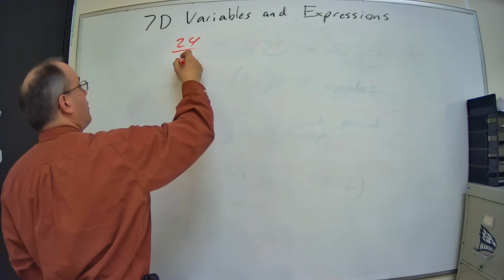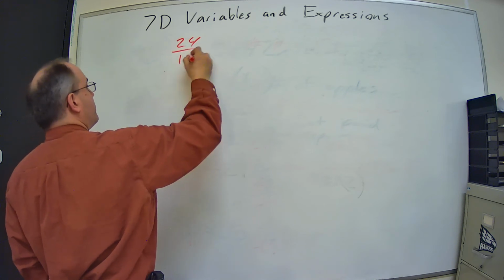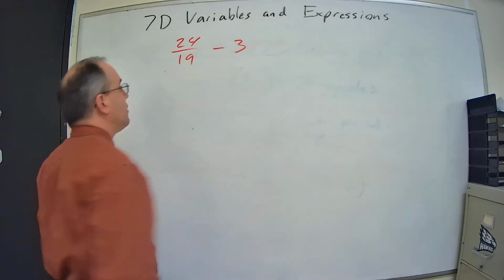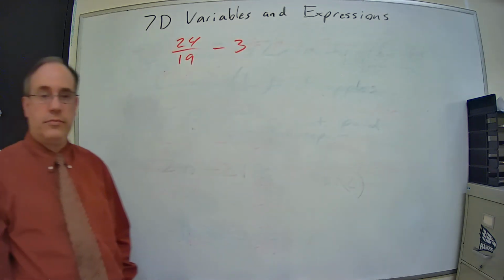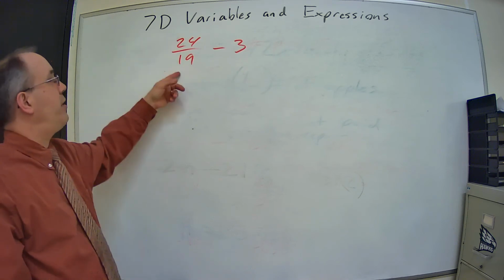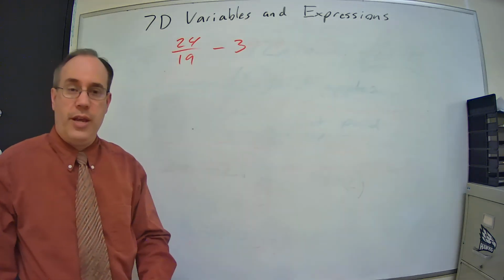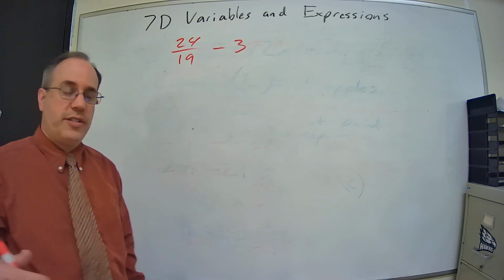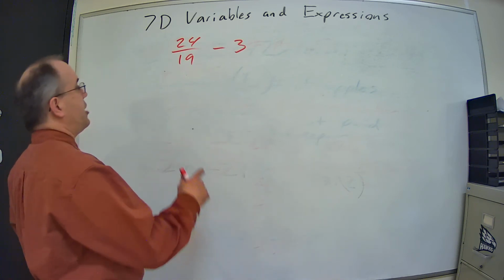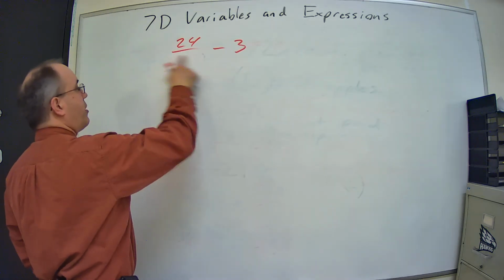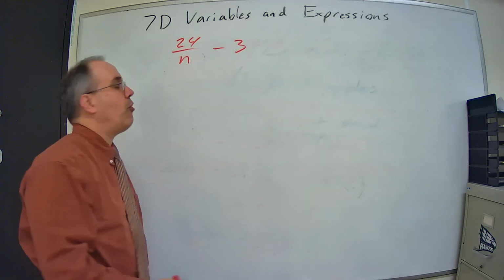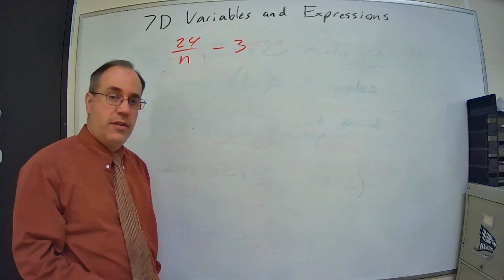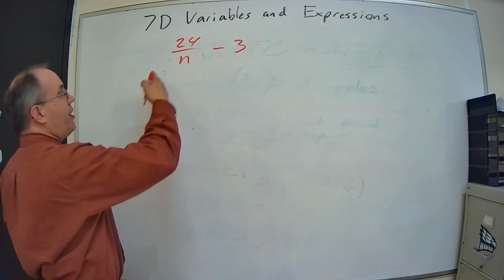24 over 19 minus 3. So we've got 24, 19 minus 3. Now if we want to put that into words, we're just going to state what's going to happen. In fact, I'm going to change this a little bit. We're dealing with variables and such. Let's make that 24 over n. So how would I put that into words?